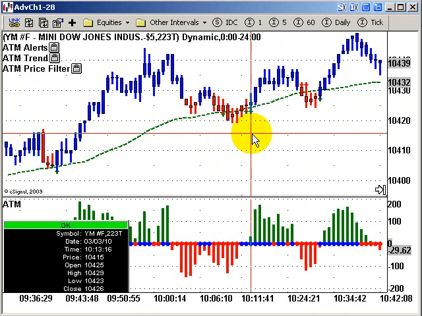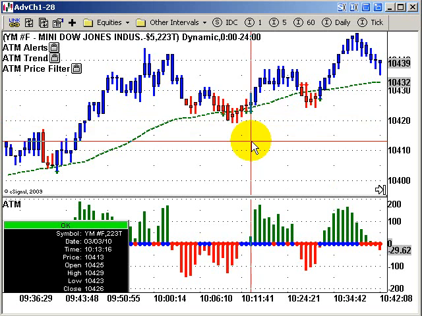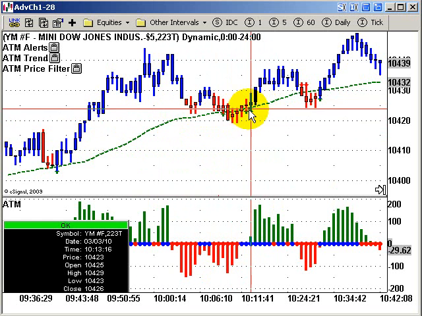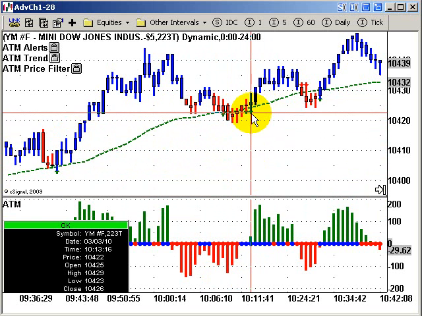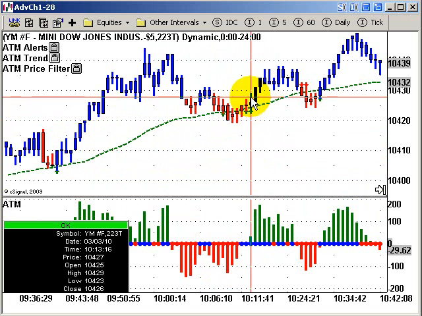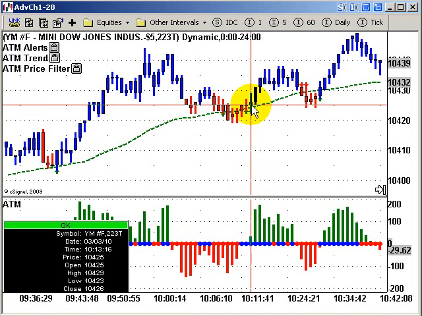Here, and we're going to watch the time of day because we don't want to get into anything around lunchtime. But here's just after 10 o'clock. We got the trend still upward, with an upward move here. And we get this first blue bar to split the line, our trend line, and close above it. And we look at our ATM line, and it's blue and it has positive momentum, so we can actually go long on the close of this first bar.